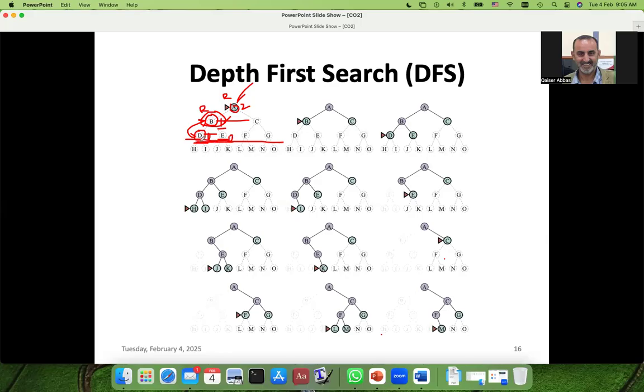So for D and E, it is finished. It is returning cutoff. And this was the call to B. So it means B has now some value. But the other child of A is still remaining.